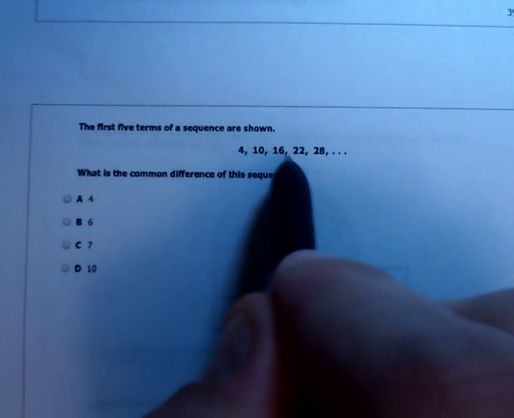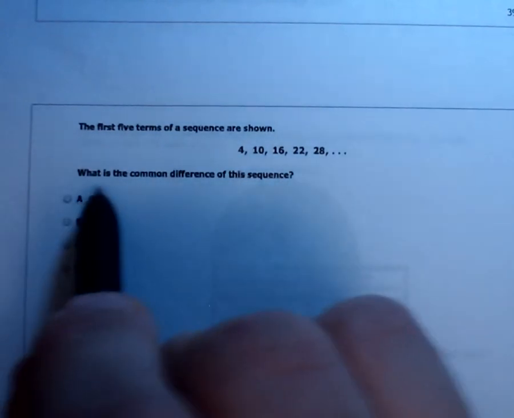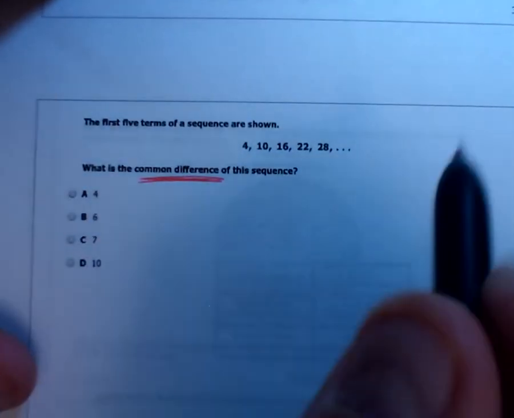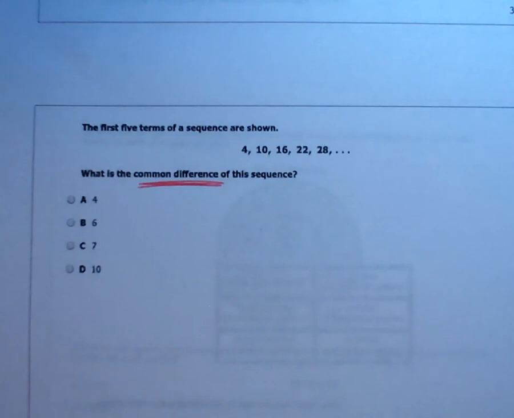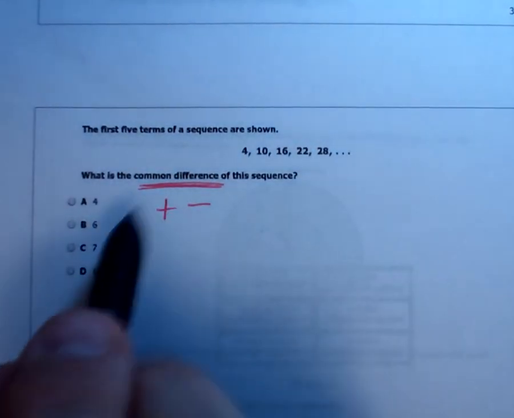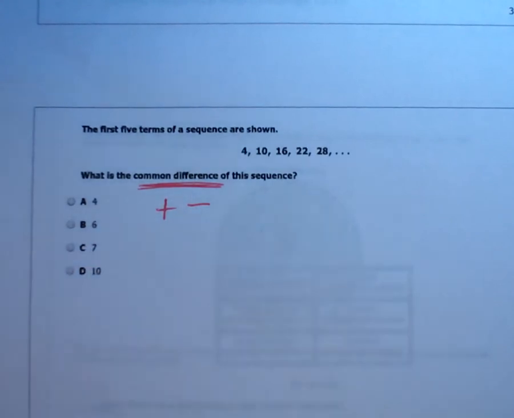First 5 terms of the sequence are shown. 4, 10, 16, 22, 28. What is the common difference? Common difference. The word difference means what? Subtract. So this is going to be add or subtract. Now it stinks, it could also be add. I'm going to let you know that right now. So even though it says difference, it's add or subtract. Common difference is for adding and subtracting. Common ratio is multiplying, dividing.